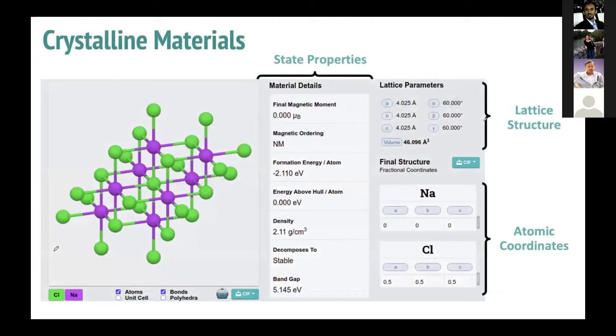So coming to crystalline materials, let us understand what crystalline materials are. Crystalline materials have details like magnetic properties, magnetic ordering, formation energy, density, whether it is stable or not, and what the band gap is, etc. These are some state properties. And then there are some lattice parameters, like the angle between two nodes, how long this bond is, etc. And there are the atomic coordinates, like NaCl. Fine, these are crystalline materials.